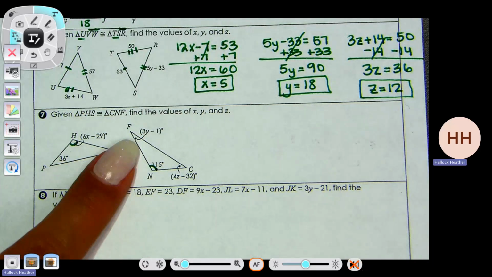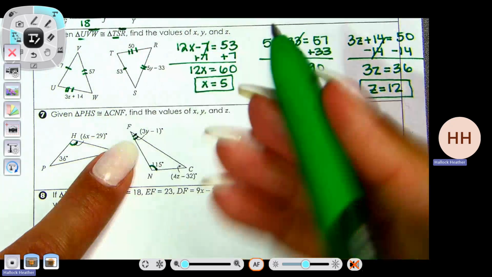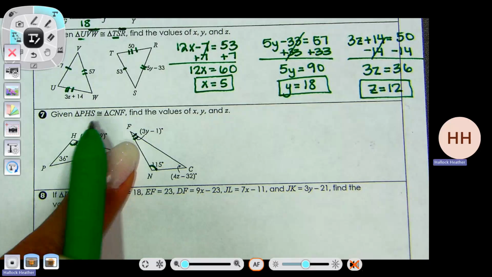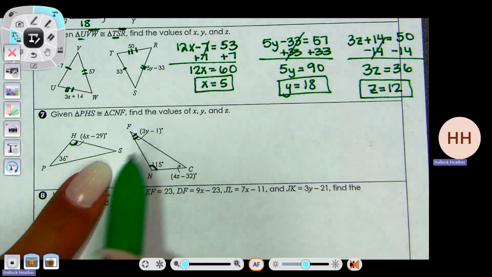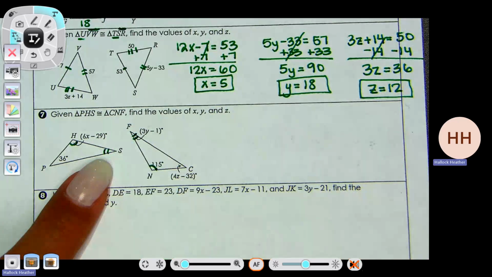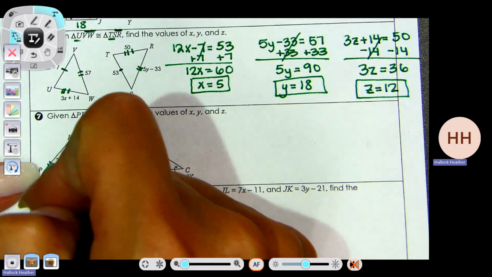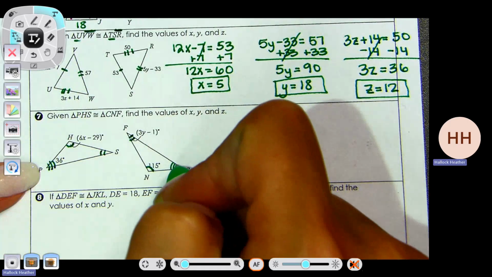Let's look at Y. Y is F, 3y minus 1. I'm going to put 2 arc marks there. What would F match with in the first triangle? S. There's nothing there, but I'm going to put 2 arc marks there anyways. And then the last one is obviously going to match, so I'm going to put 3 arc marks there. So 1, 2, 3. 1, 2, 3.